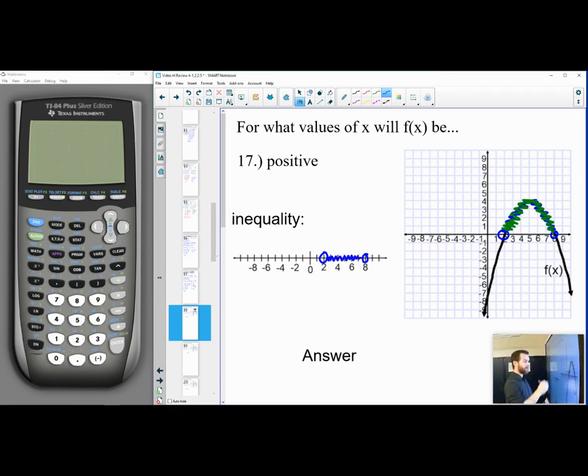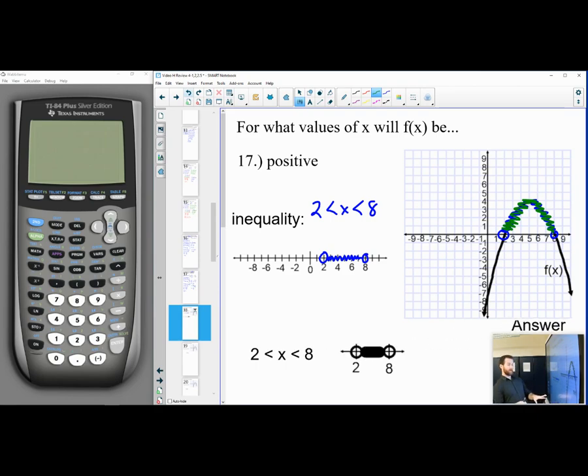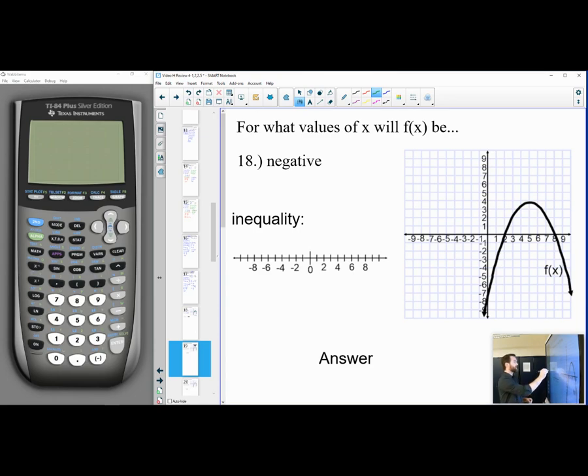I shade in between. And then from there, I write the inequality. This is an and compound inequality because the shading is meeting in the middle. So I'm going to write this as 2 must be less than x must be less than 8. Essentially saying, this essentially means x is in between 2 and 8. And we check the answer key. Looks good.